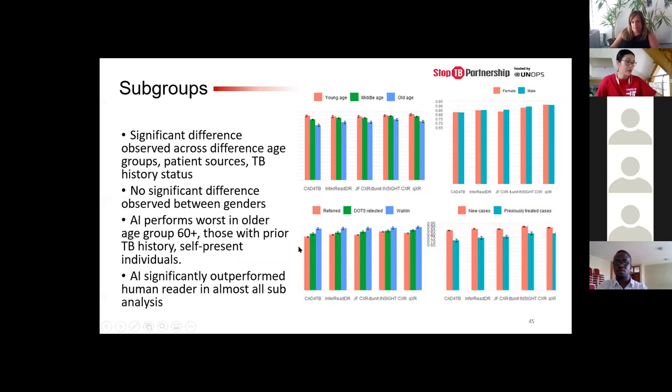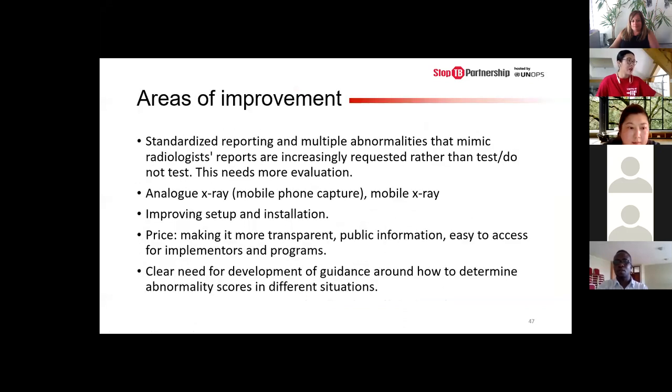Now, I don't have much time. We'll share the presentation online, so you can look at the different performance in subgroups. But in general, among older age and people who have prior TB history, this is where the CAD does not perform as well. Gender, however, we do not detect significant differences.